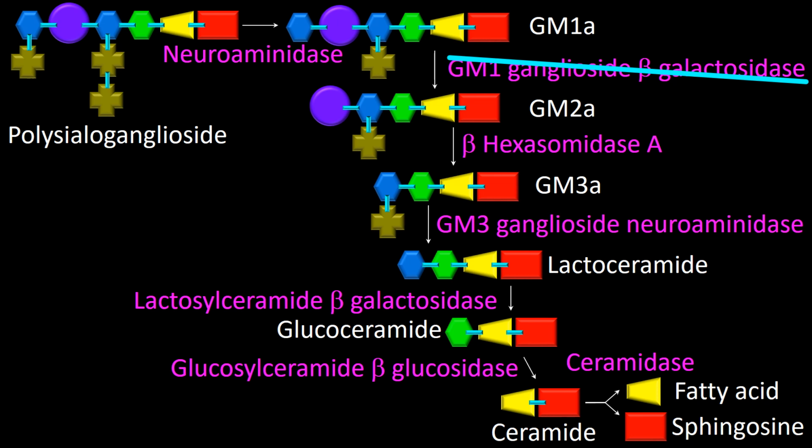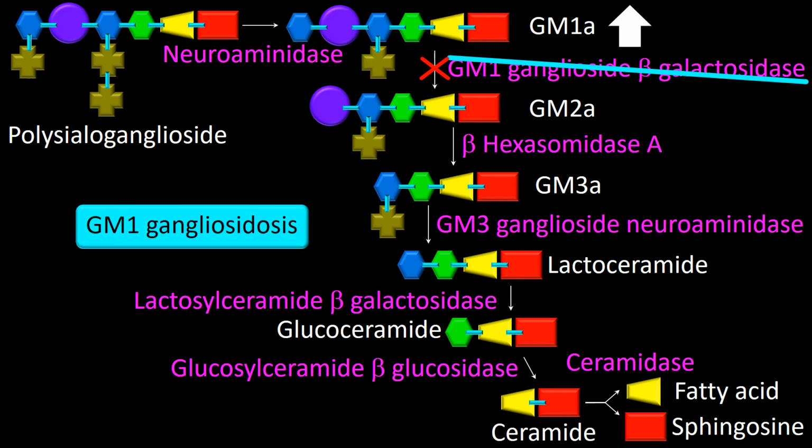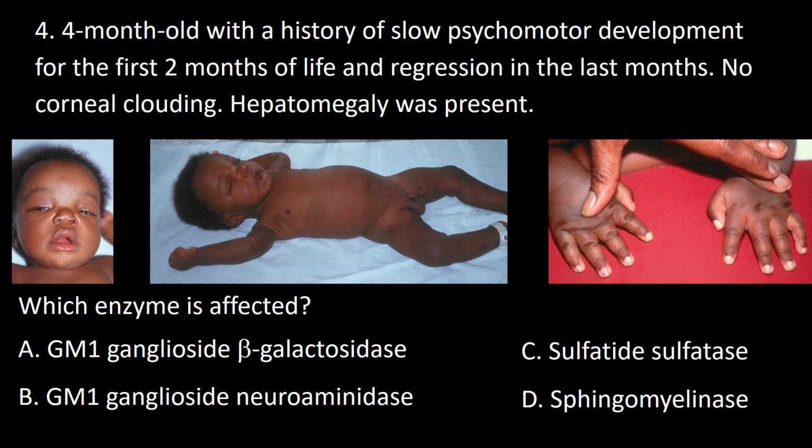When GM1 ganglioside beta-galactosidase is missing or rendered dysfunctional because GM2 activator protein, a protein that activates GM1 despite being called GM2, is missing, or because saposin B, usually referred to as SAP-B, a protein that protects GM1 ganglioside beta-galactosidase, is missing, a block will occur and GM1 will increase and accumulate, producing GM1 gangliosidosis. So the answer to this question is A.